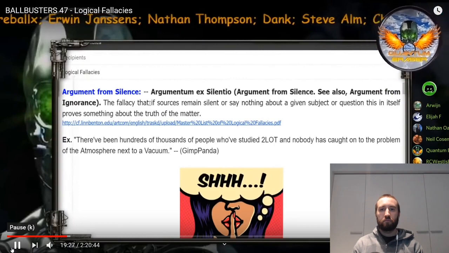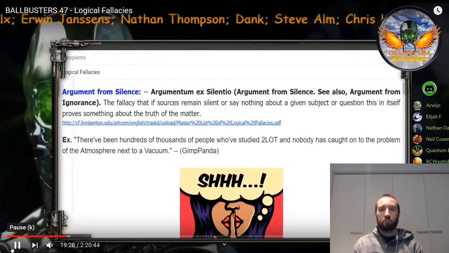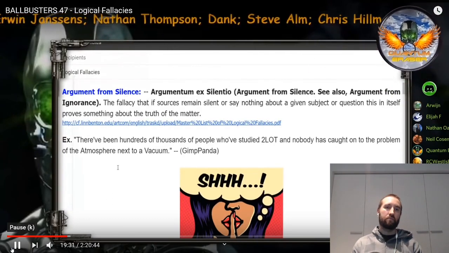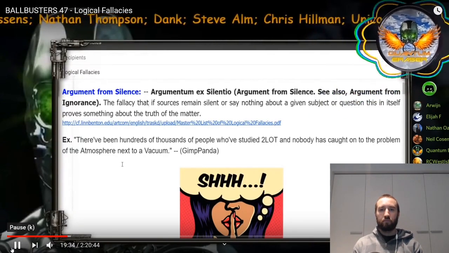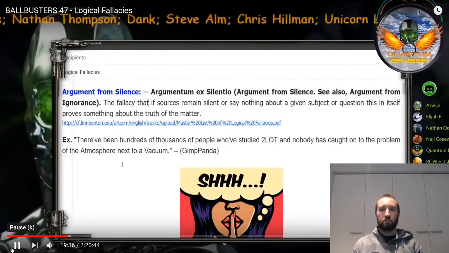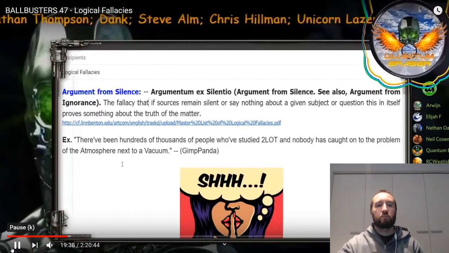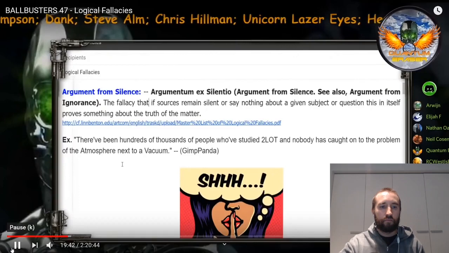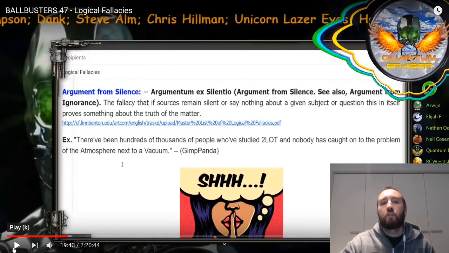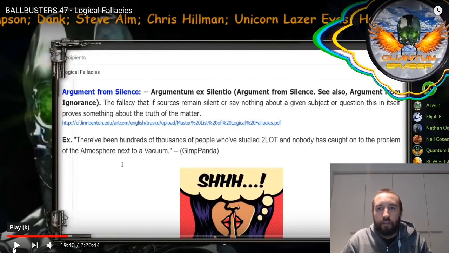But he's been doing this for a while now, and it's Gimp Panda. And this is how it goes. There have been hundreds of thousands of people who've studied the second law, and nobody has caught on to the problem of the atmosphere next to a vacuum. You see it? Okay, I'm going to stop here. I think this is enough.